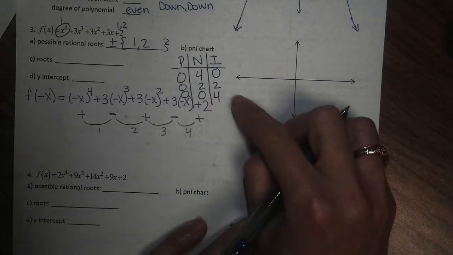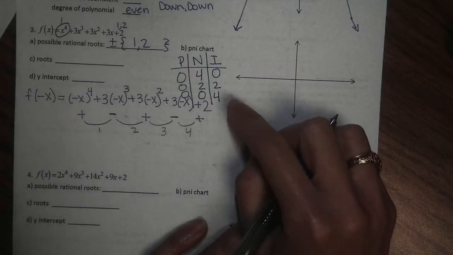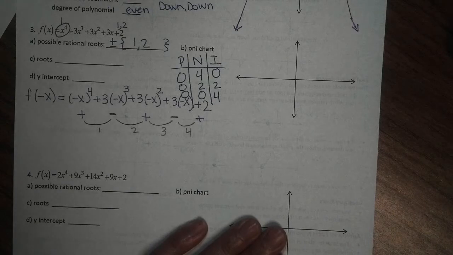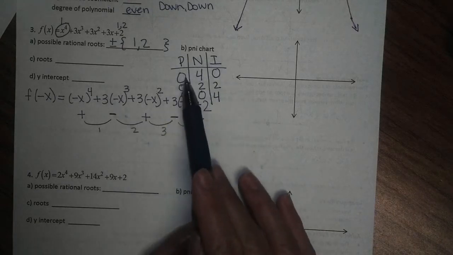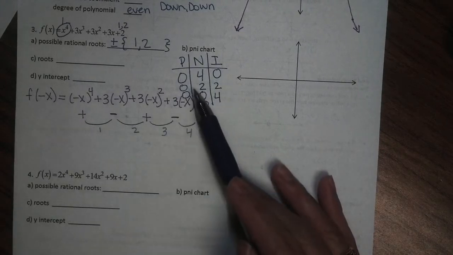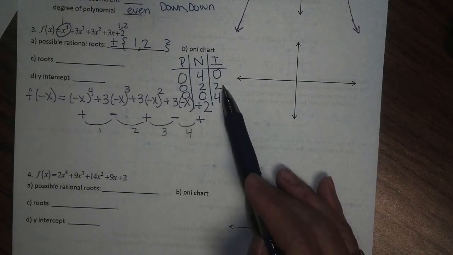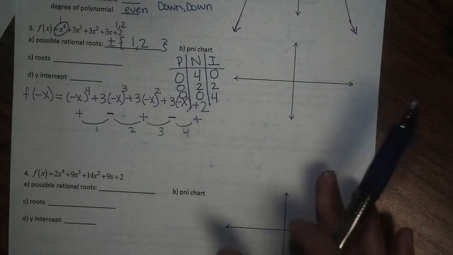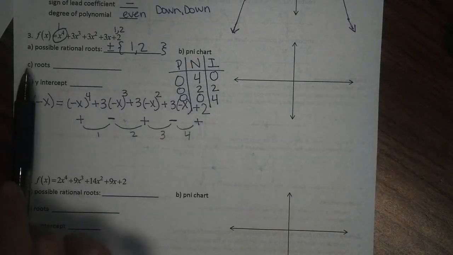This is called a P&I chart. It describes the possible solutions. So your polynomial could have 0 positives, 4 negatives, and 0 imaginaries. Or it could have 0 positives, 2 negatives, and 2 imaginaries. So we're about to figure out which one is the right one by actually finding the roots.